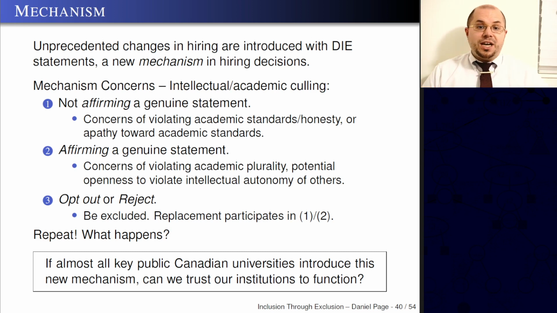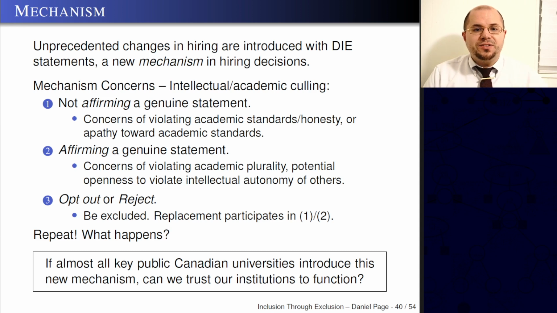Unprecedented changes are happening, as my research is going to show. This is actually a new phenomenon. It is a new mechanism in hiring decisions. Here's the concern. You have three possibilities that can happen, and I'm using the notion of mechanism design to cast it forward for you. So here's how academic or intellectual culling will occur, or at least can occur.